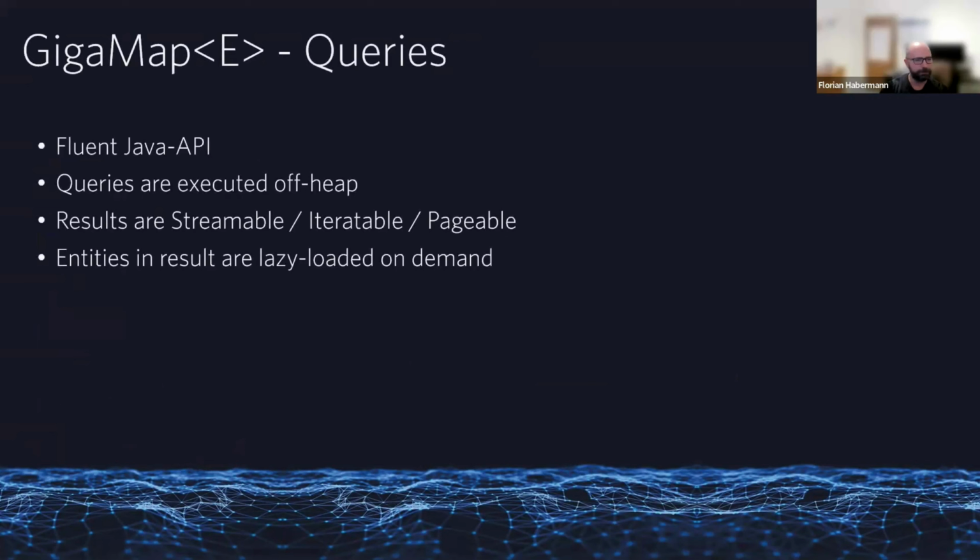So the queries itself are a Fluent Java API you can use. They are executed off heap, so it's a highly efficient, low-level memory modification stuff we use, and it's the fastest way to operate on a JVM. And since the index is kept off heap, it doesn't bother your garbage collector as well. So it won't have any impact on the JVM's performance as well.